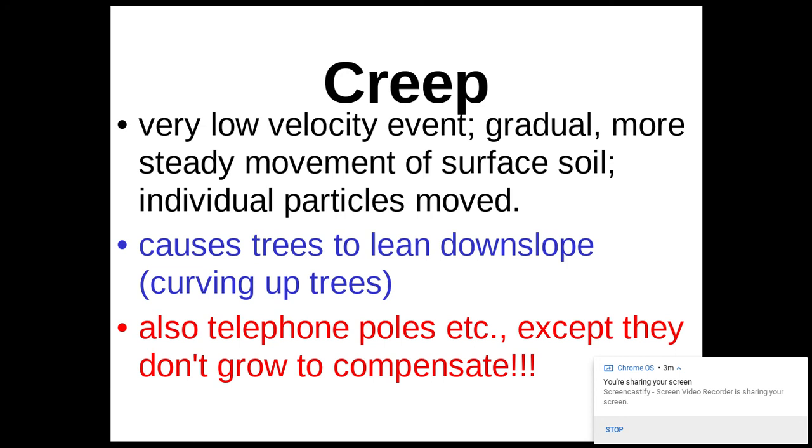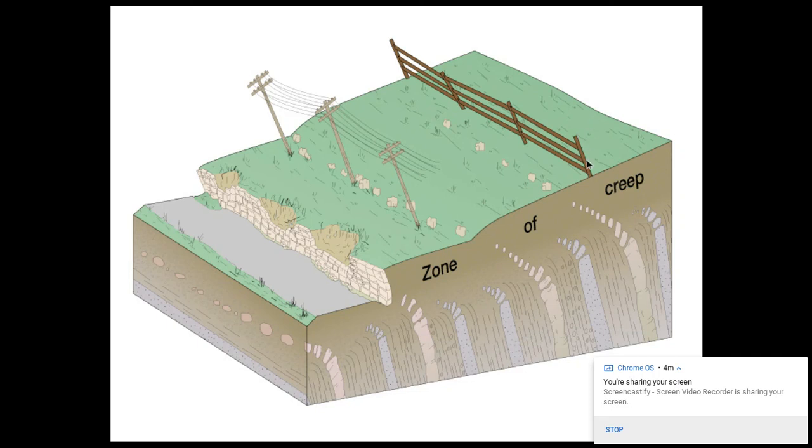Okay, creep. Now, creep is a little different. It's a very, very slow event where you're talking over years. It just kind of shifts down a little bit. There's cool evidence of this. I'll show it to you in the next couple slides. So it's more of a steady movement. Surface soil kind of just slowly, gradually comes down. And check this out. So this is a good diagram of it.